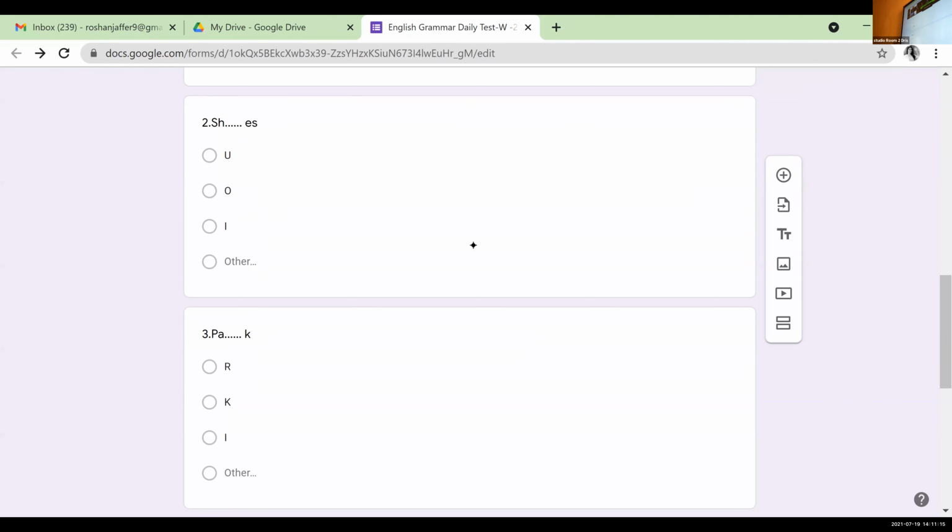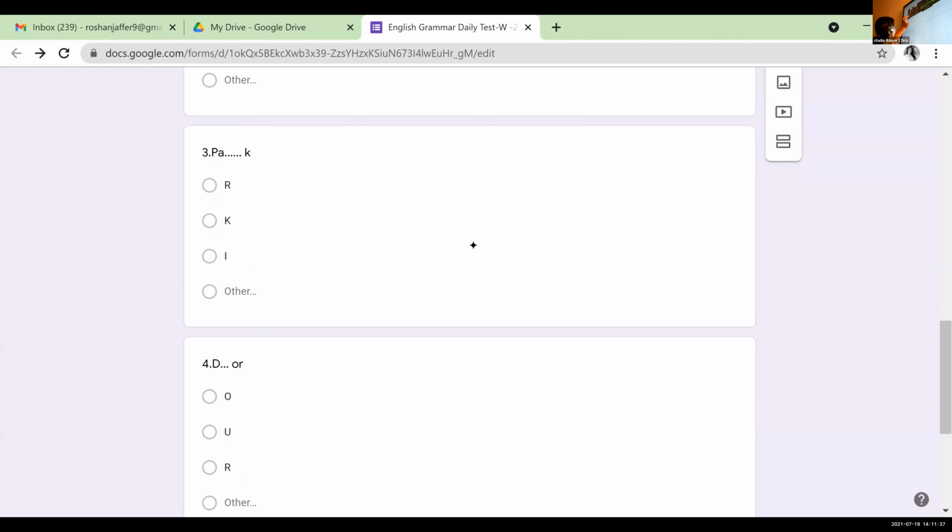The third word is PA dash K. A letter is missing there, an alphabet is missing there. So what we have to do is click on the right alphabet which suits the word. All of you mute your audios, no discussing the answers.